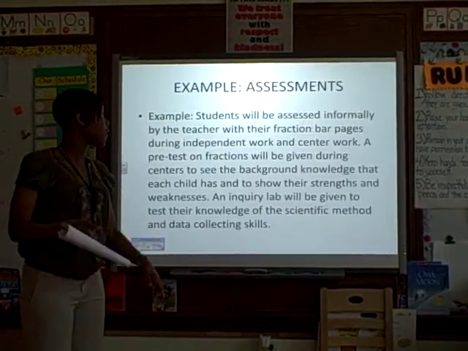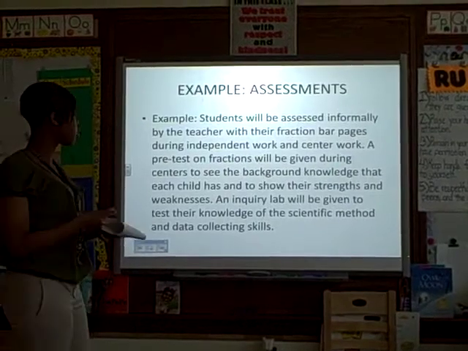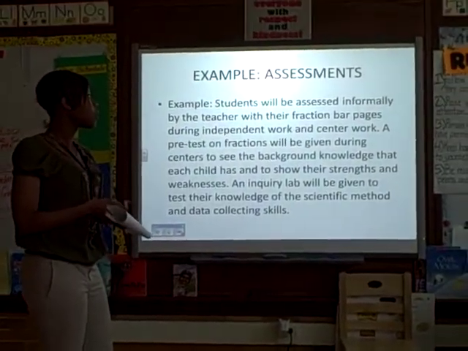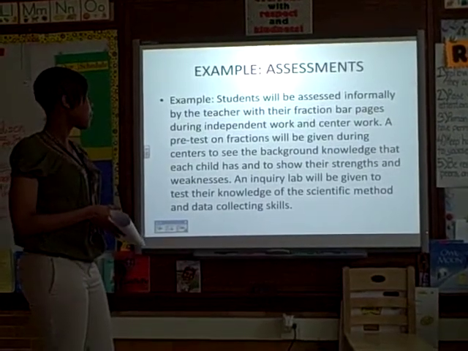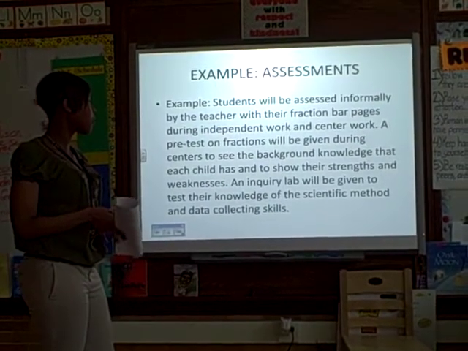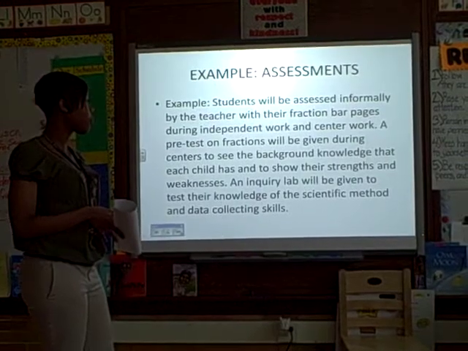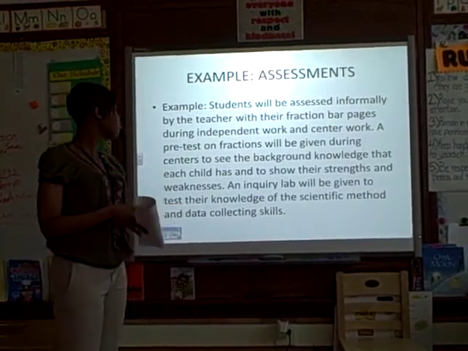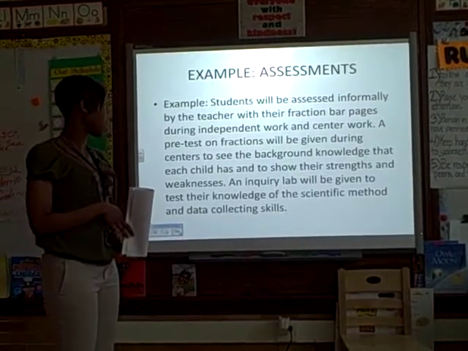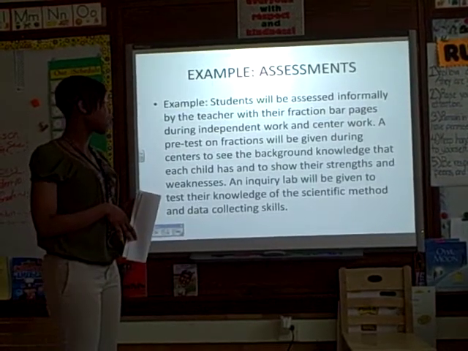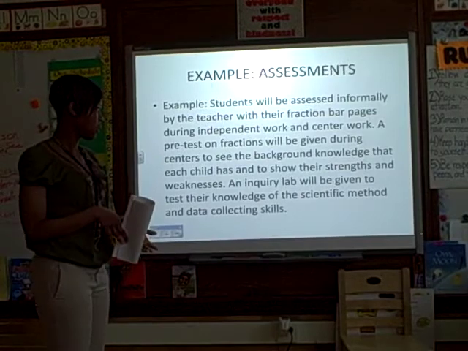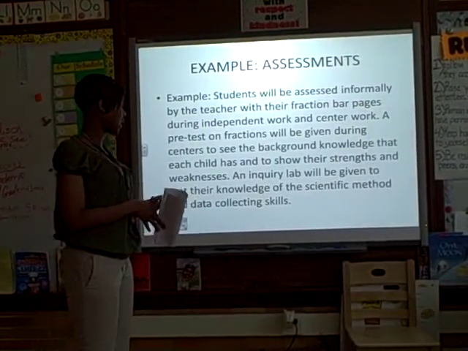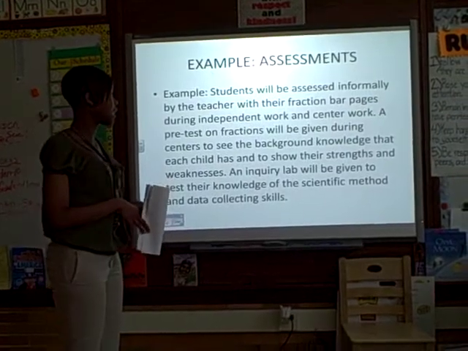Here are some examples of how teachers have assessed their students. Students will be assessed informally by the teacher with their fraction bar pages during independent work and center work. And a pre-test on fractions will be given during centers to see the background knowledge that each child has and to show their strengths and weaknesses.